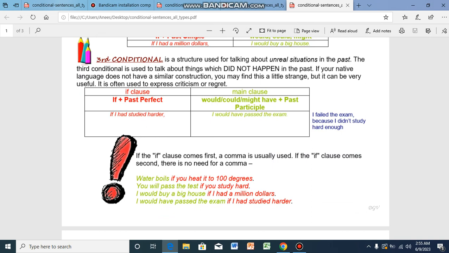I hope it helps. So this was all about conditional sentences. I hope you will use them correctly in your speaking and writing skills.